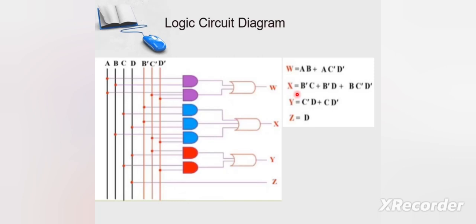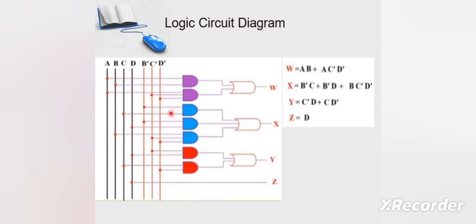Now we will draw the circuit diagram for the second K-map equation. X equal to complement of B into C plus complement of B into D plus B into complement of C into complement of D. So here we will use 3 AND gates and 1 OR gate.